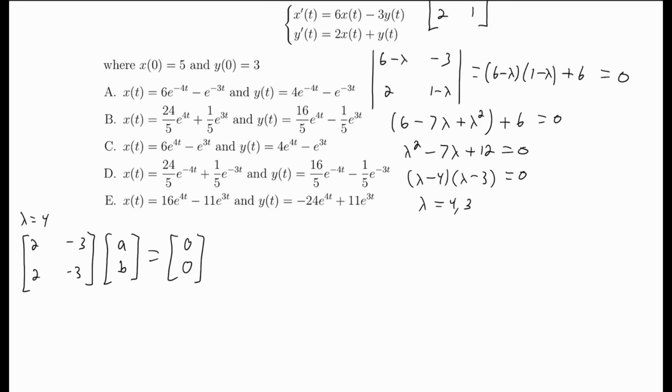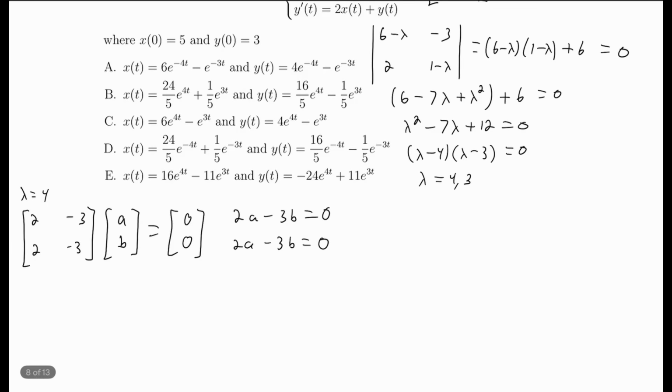We can go ahead and multiply out our matrices and get 2a minus 3b is equal to 0. The second one will also be 2a minus 3b is equal to 0. These should always simplify to be the same equation. The easiest solution to pick here for a and b is a equals 3 and b equals 2, because that satisfies both of these equations. Now we can go ahead and work with lambda equals 3.